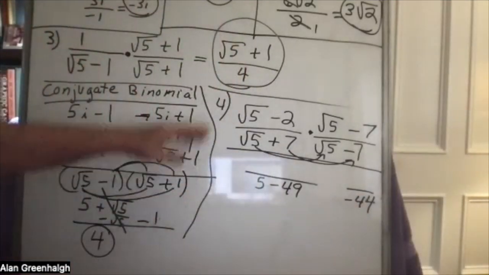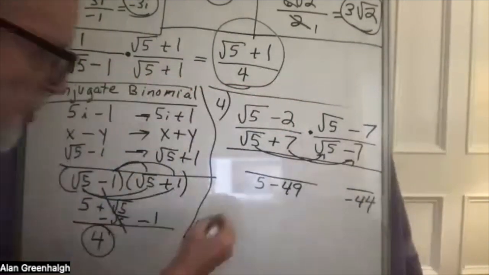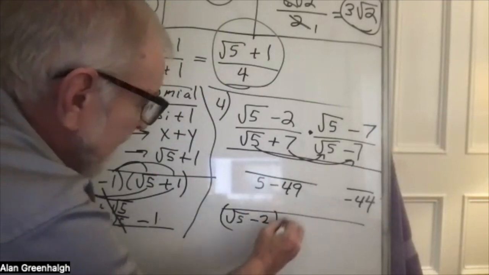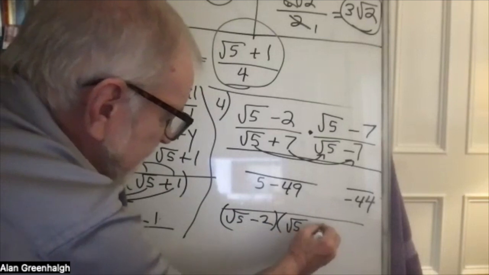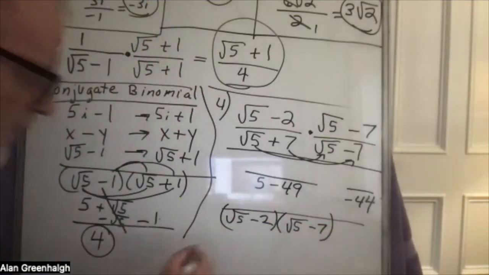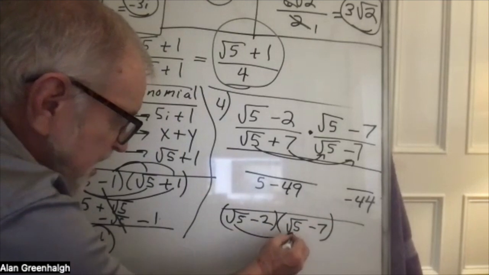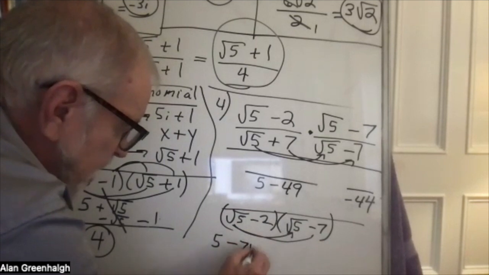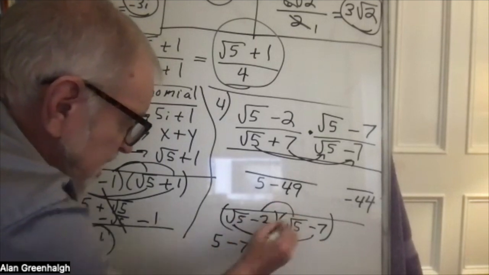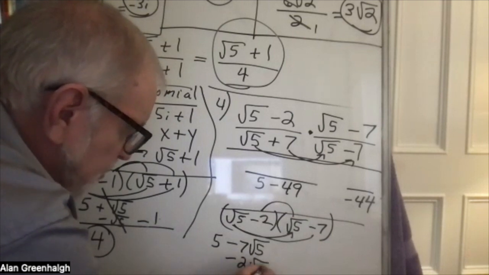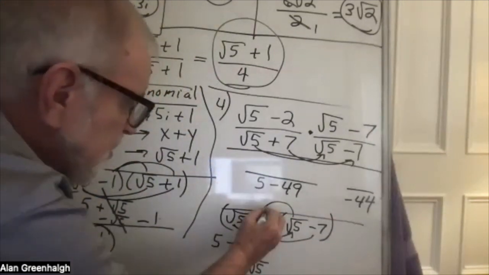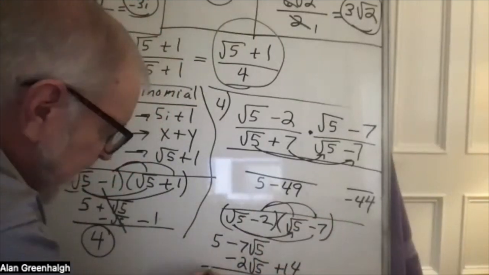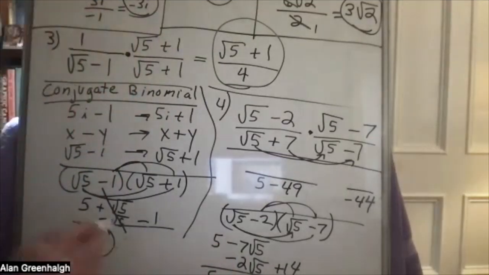Okay, but the really challenging part is right up here in the numerator. So let's go up to the square root of 5 minus 2 and the square root of 5 minus 7. Okay, so this is what we want to do now. You do this, you get 5. You do this, you get negative 7 times the square root of 5. You do this, you get negative 2 times the square root of 5. And you do this and get positive 14. So this is what you get. You get 5. Let's bring it down to here.